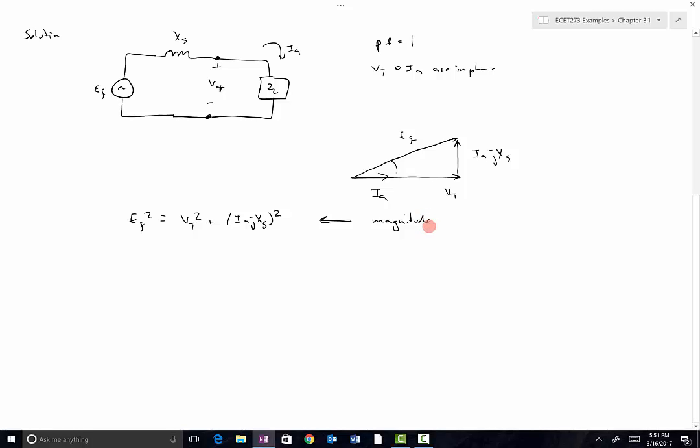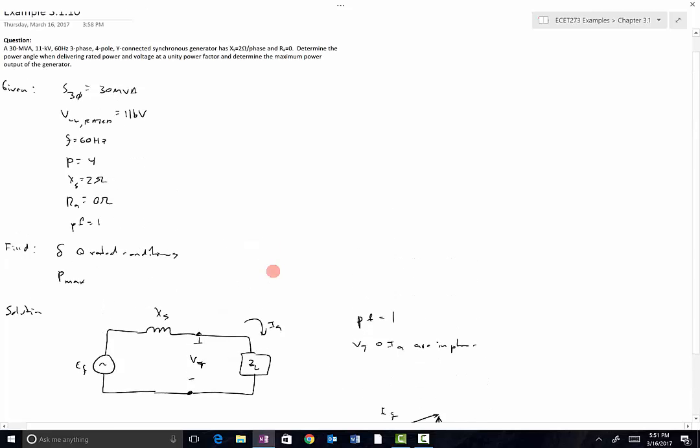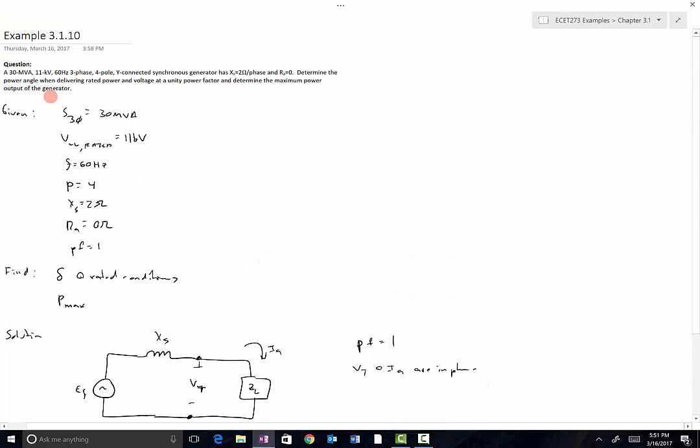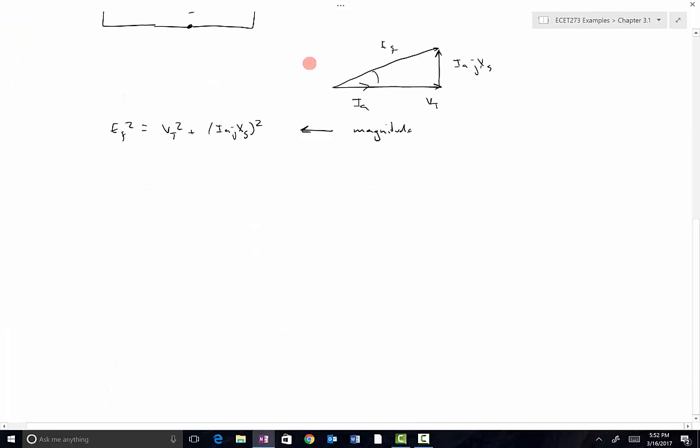To do this, we need to know what IA is, and we need to know what VT is. VT was given to us in the problem statement up here. We were told that we want to find the power angle when it's delivering rated power and voltage. So there's our rated voltage on a line-to-line basis. To get VT, we just need to convert it to a phase quantity. So VT is going to be 11 kV over root 3, and that's going to be 6.351 kilovolts. I should have written the magnitude of VT, but we're just looking for the length of this vector, really.